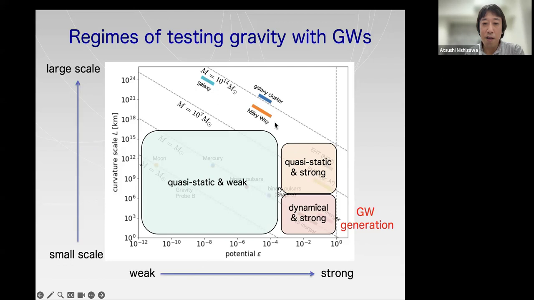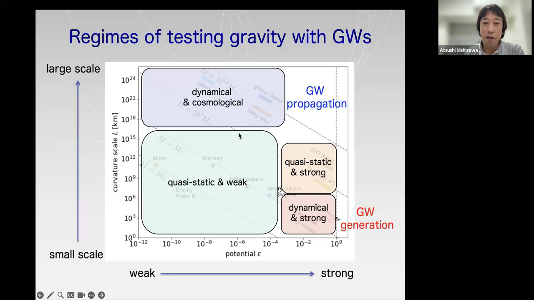And another interesting regime is here. There are galaxy clusters, or something in the Milky Way. This is at the cosmological scale, and due to the cosmic expansion, this regime is a dynamical one. This regime can be tested by gravitational wave propagation or other cosmological observations. So in this talk, I'd like to focus on this dynamical and strong regime of gravity. And in the end, we need to test the nonlinear nature of gravity.